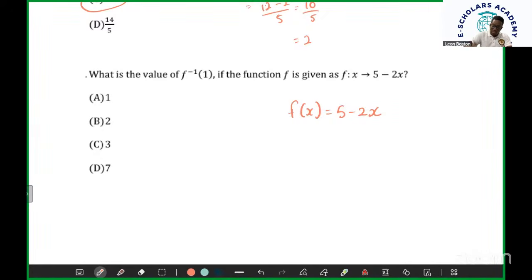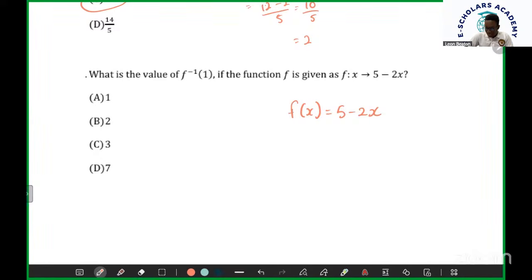Some people would just go and put 1 in this function. They'll put in 1 and get 5 minus 2 times 1, which is 3, and then they circle 3 on the answer sheet. Then they come out and say the exam was food. Which is absolutely wrong. So we have to find the inverse function.